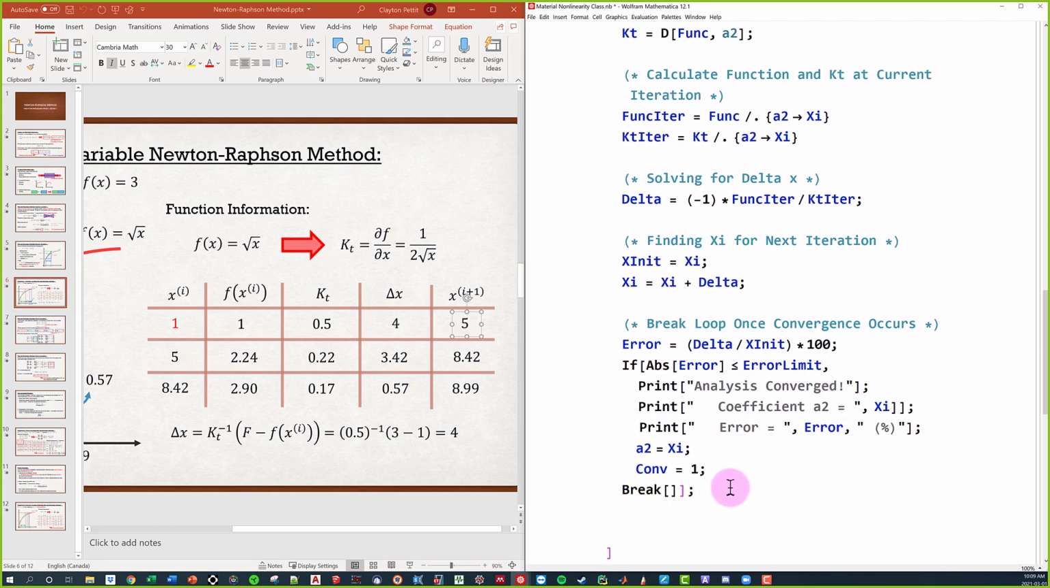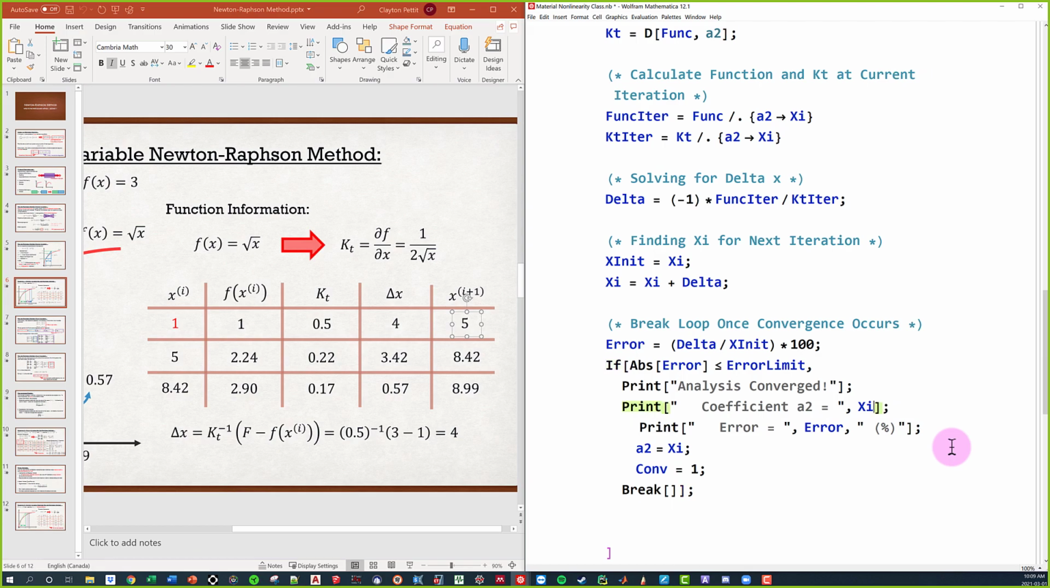So this right here is our if statement. And it looks like I'm missing something. That's why. All right, so now this can come back, and then this can come back.